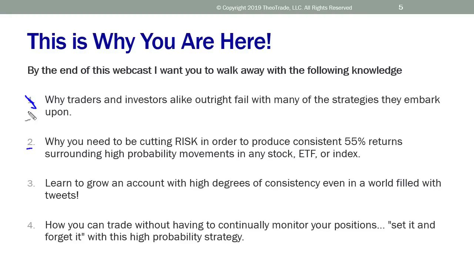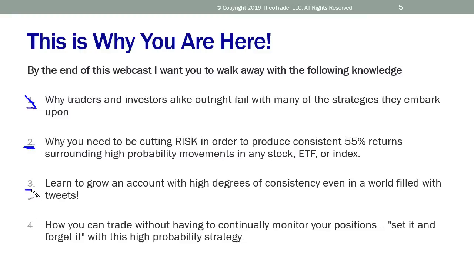Number two, why point out a fault without pointing out how to do it right? Number two over here, why you need to be cutting risk in order to produce consistent 55+% returns surrounding high probability movements in any stock, ETF, or index. This is obviously going to be one of the core strategies.